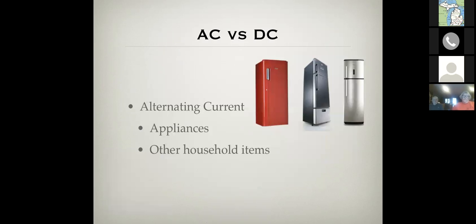And then AC, the aspect of alternating current. These are going to be your refrigerators. These are going to be your household items that you're seeing: toasters, coffee pots, and so on and so forth.